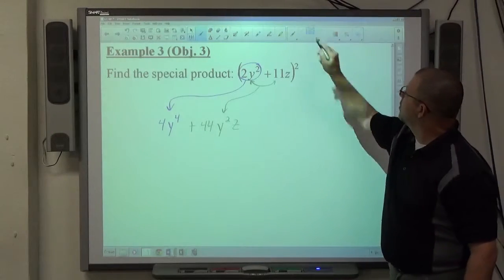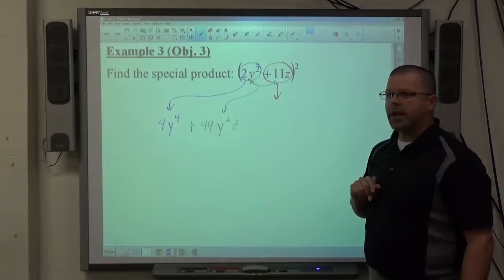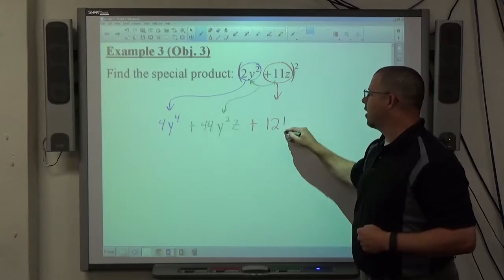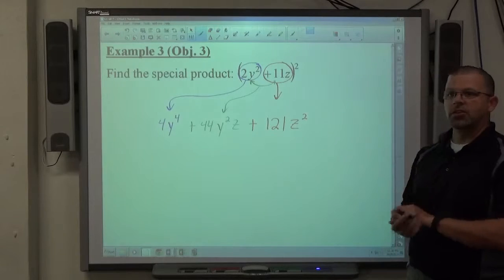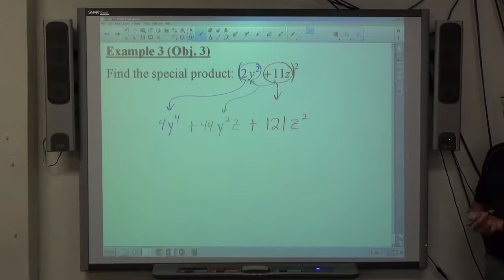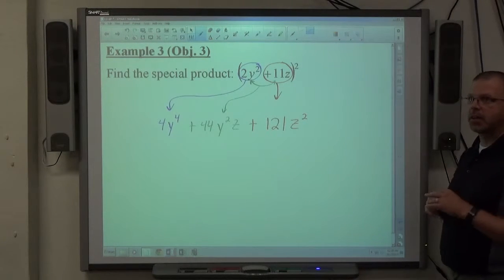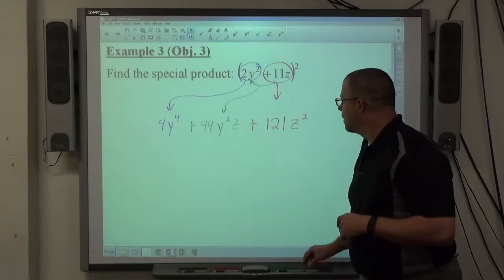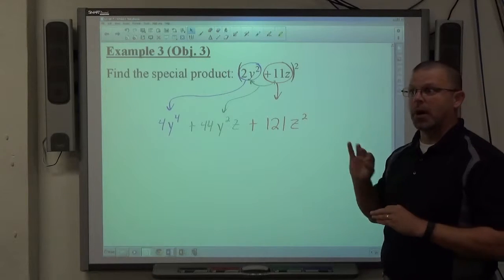The final term is the second object squared. And again, you're squaring a number, you're squaring a letter. So the number squared is whatever that number squared is, 121 in this case. The letter squared is, in this case, just a single letter, so it's z squared. Again, if it were a power, let's say it said z to the 5th, 5 times 2 is 10. Not 5 squared is 25. So be cautious of that, but 5 times 2 is 10.